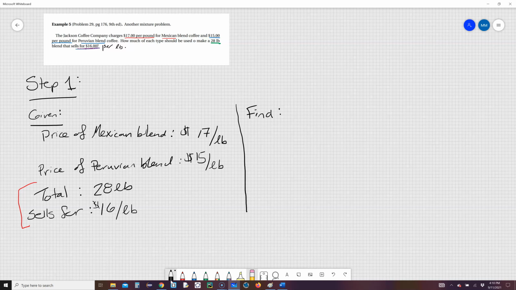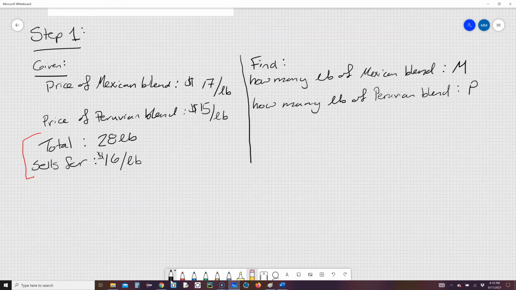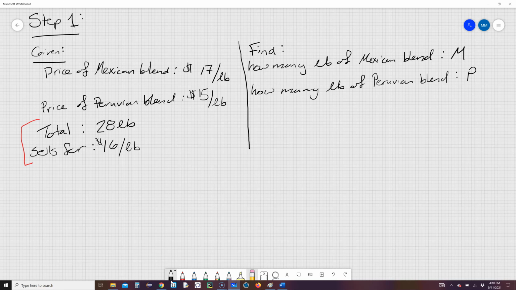We were asked to find how many pounds of Mexican blend we should use. I will very creatively call that M, and also how many pounds of the Peruvian. I will very creatively call that P. So we're not dealing with concentrations this time, but the setup is still very similar.